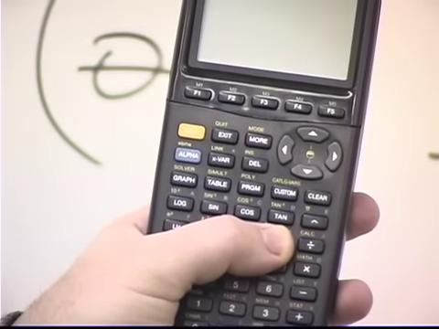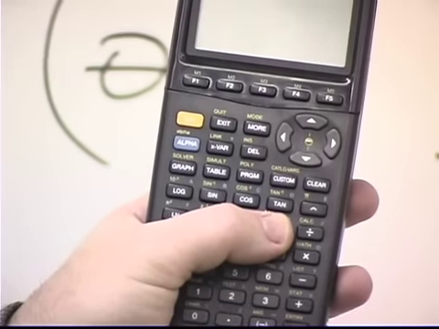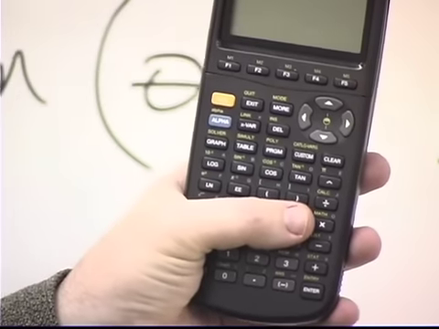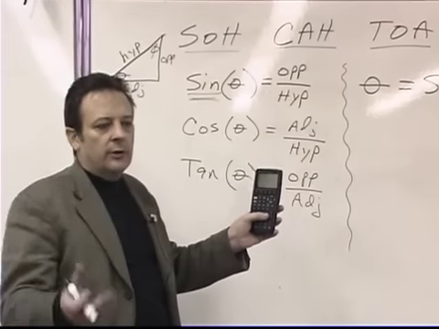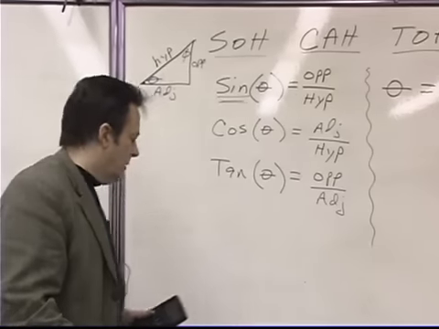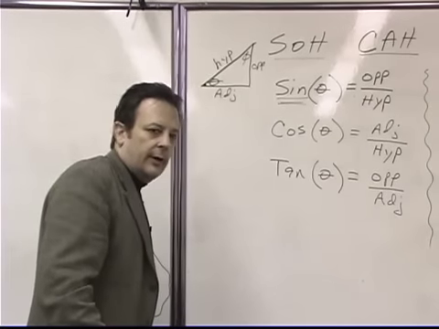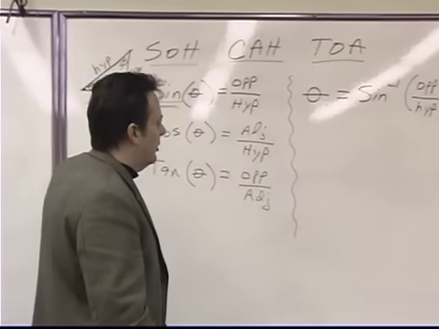Okay? So those buttons right there, in conjunction with the ratios of the lengths of the sides of the triangle, will allow you to figure out the angles that are inside. You get enough of that? The angles that are inside the triangles.